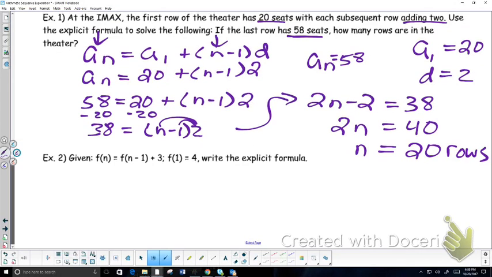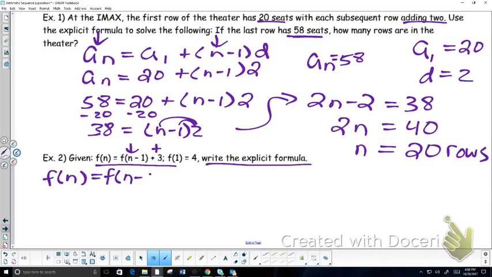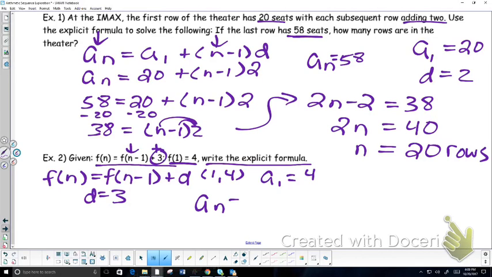Last thing we have is say I'm given, this right here is a recursive formula, right? This says take the previous term and add 3 to it. So based on that, they want me to write the explicit formula. If you look at the recursive formula, it looks like f sub n equals f sub n minus 1 plus d. Therefore, d equals 3. And then this right here is telling you the first term is 4. So if I write the explicit formula, it would be a sub n equals the first term, which is 4, plus n minus 1, times 3, which is d.